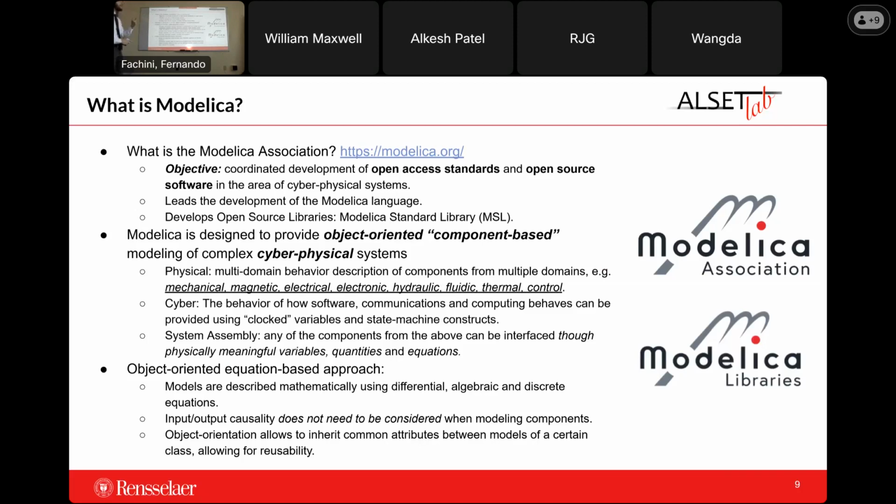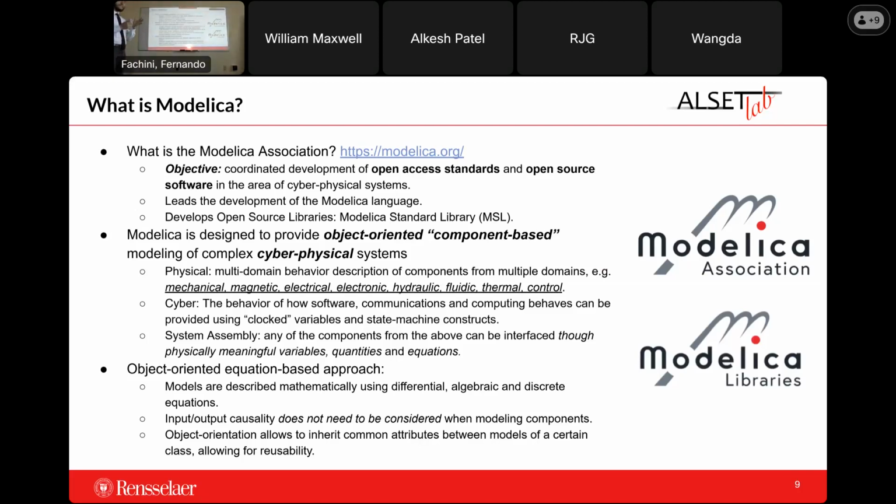Modelica is designed to provide object-oriented, component-based modeling of complex cyber-physical systems. And in the name cyber-physical, you have two components. The physical relates to the development of multi-domain behavior and components, where we can simulate different domains: mechanical, magnetic, electrical, etc.